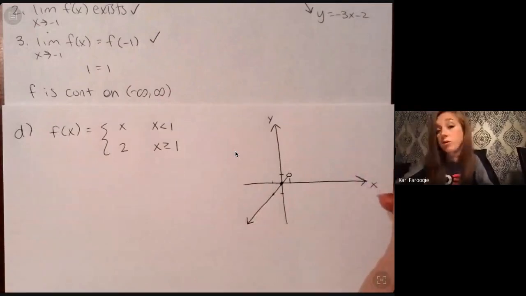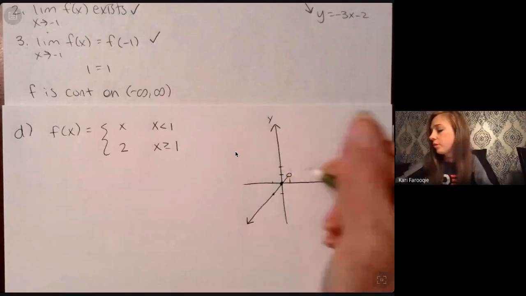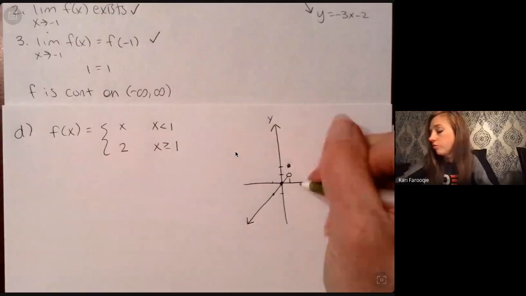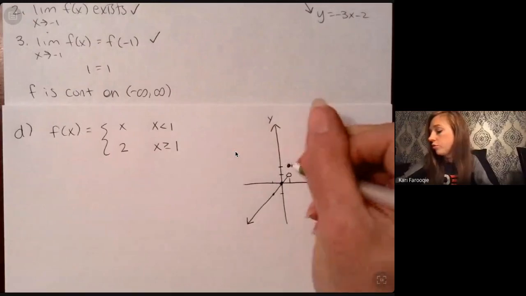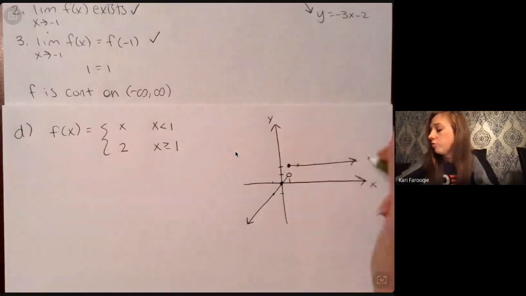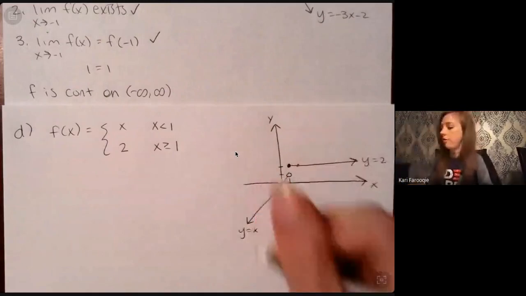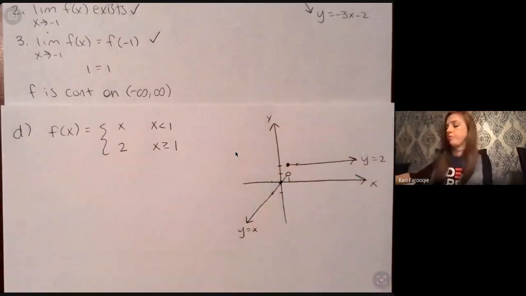If x is greater than or equal to 1, f of x is 2. So if x equals 1, f of x is 2. If x equals 2, f of x is 2, so on and so forth. F of x is 2 is just this horizontal line. And there's your graph.